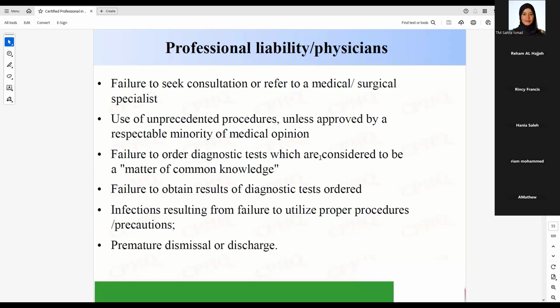Failure to order diagnostics, even the drugs, if you use things that are not approved or not as per the organization policy. Failure to order diagnostic tests which are considered to be a matter of common knowledge. Failure to obtain results of diagnostic tests ordered. Infections resulting from failure to utilize proper procedures or precautions. Premature dismissal or discharge. All of these were physician-related professional liabilities.